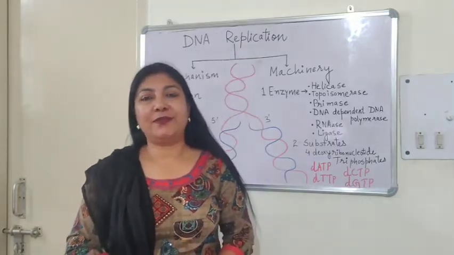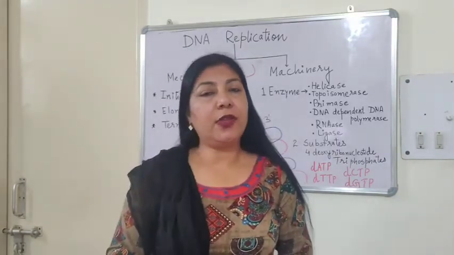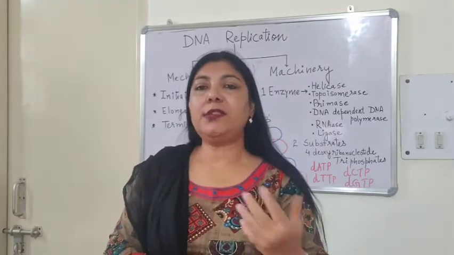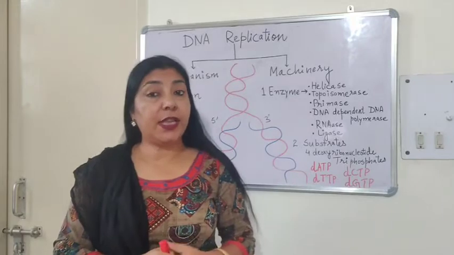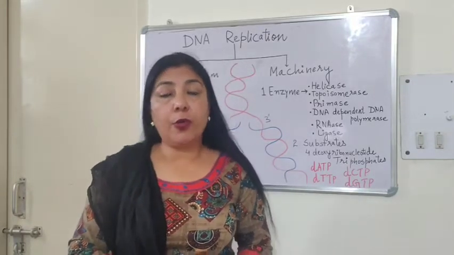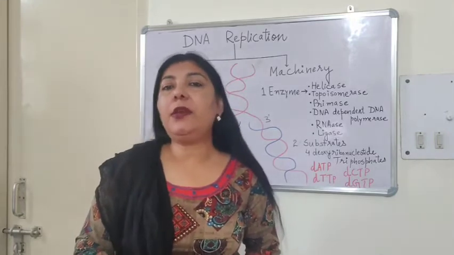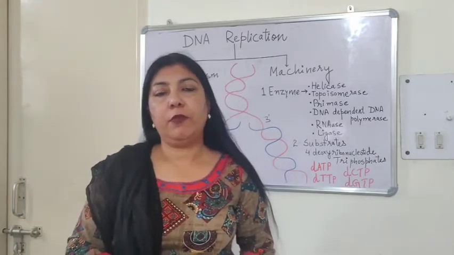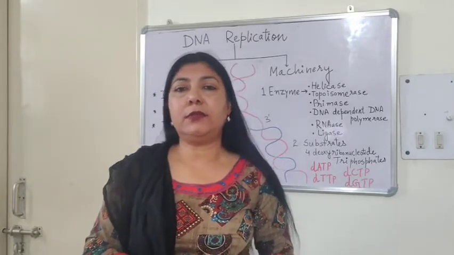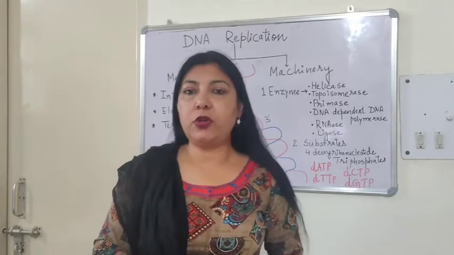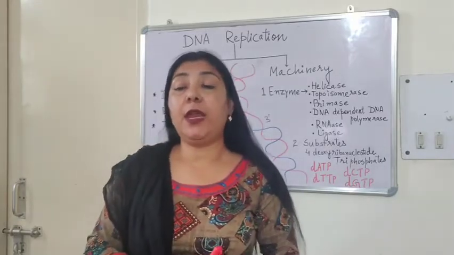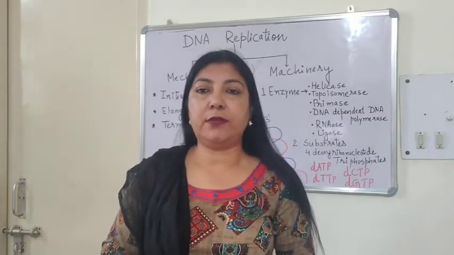Hello dear students. In the last class I told you that the mechanism of DNA replication is semi-conservative, which was explained by Watson and Crick. But they could not provide any experimental proof for it, which was later given by two other scientists, Meselson and Stahl. They experimentally proved that DNA replication is semi-conservative.